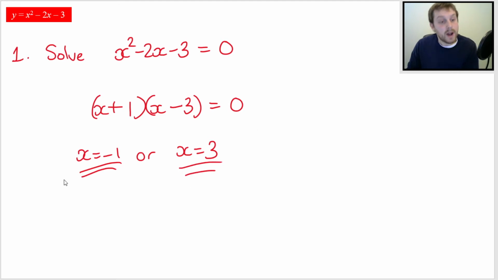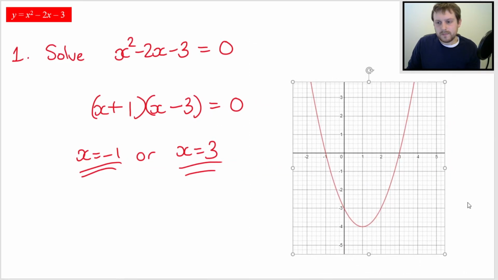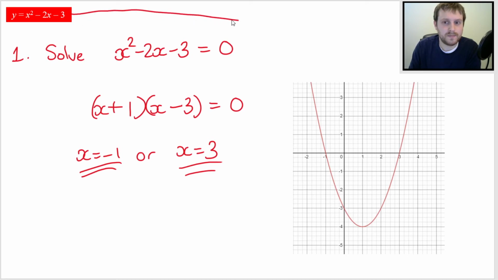Now if I show you what the graph looks like, let me just steal it from here and show you. This is the graph. Okay, it crosses the y-axis at minus 3, which is what we expect. There it is, minus 3. And it crosses the x-axis at our two solutions that we just found, minus 1 and 3. So well done if you got that.